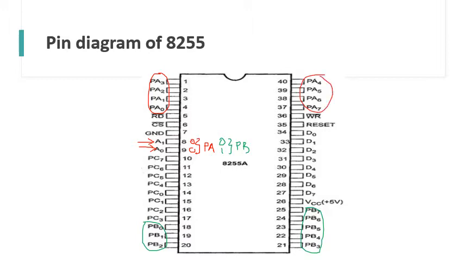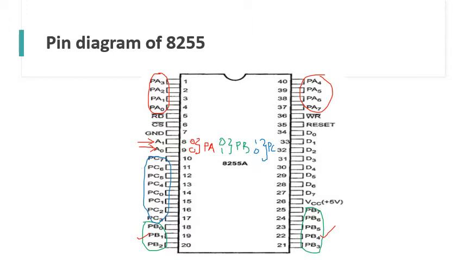If a 0, 1 is being applied to A0 and A1, then port B is being selected. Port B's 8 pins are being selected. Next, when A1 is equal to 1 and A0 is equal to 0, at that instant of time, port C is being selected. All the 8 pins of port C are being selected when 1 and 0 are being applied to pins A1 and A0.